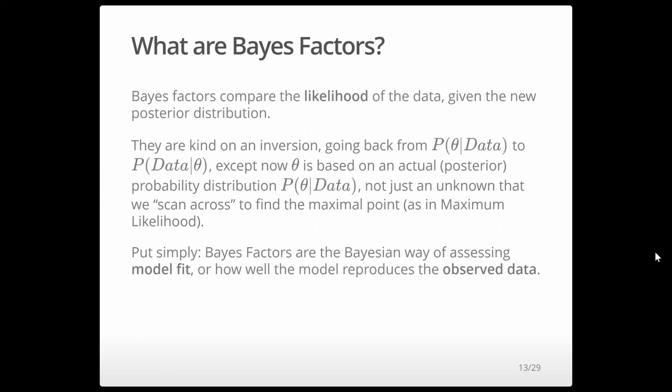So what are Bayes factors? Bayes factors compare the likelihood of the data given the new posterior distribution. So they can compare different models, or they can compare two hypotheses. So they're kind of like flipping things back and forth. When we estimated our model, what we were getting was p(theta | data). Now we're going back to p(data | theta), but the theta is our new theta. This is our posterior theta.